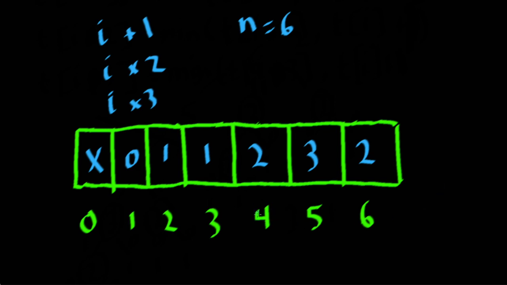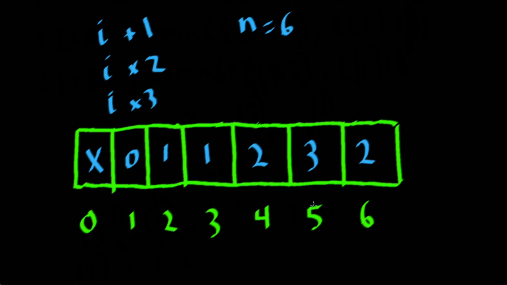And again, 4 times 3 is 12, and it's greater than our n, so we ignore that as well. Next we go over to 5. 5 plus 1 is 6. So we compare 2 with 3 plus 1. 2 is less than 4, so we just leave that alone.